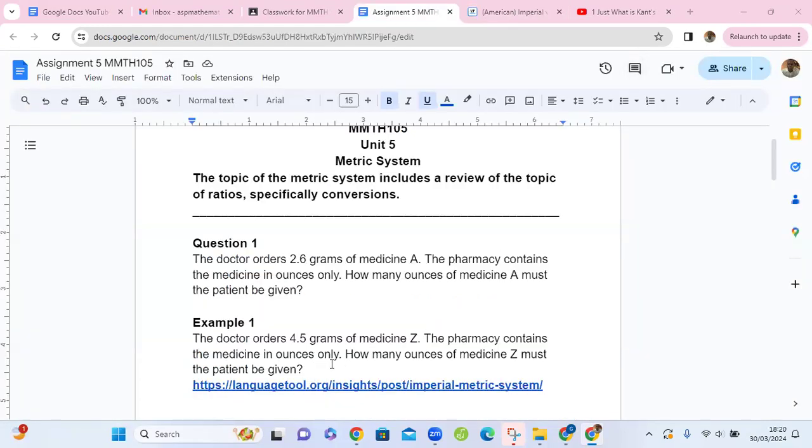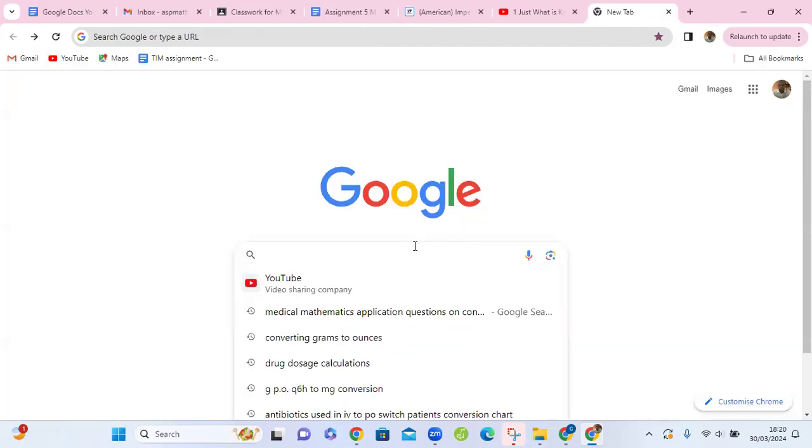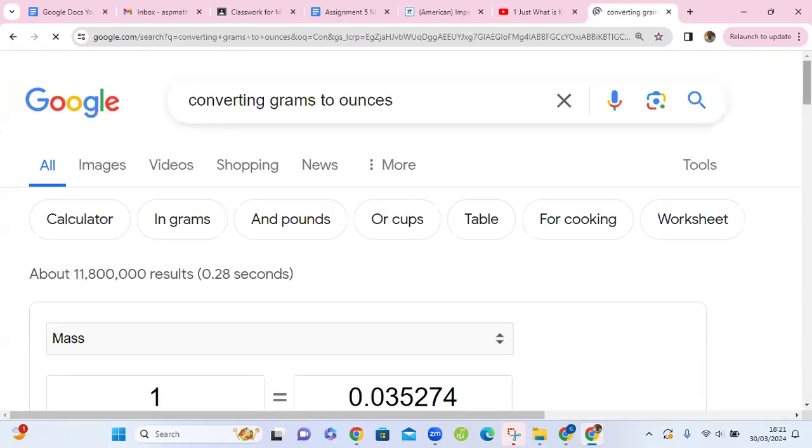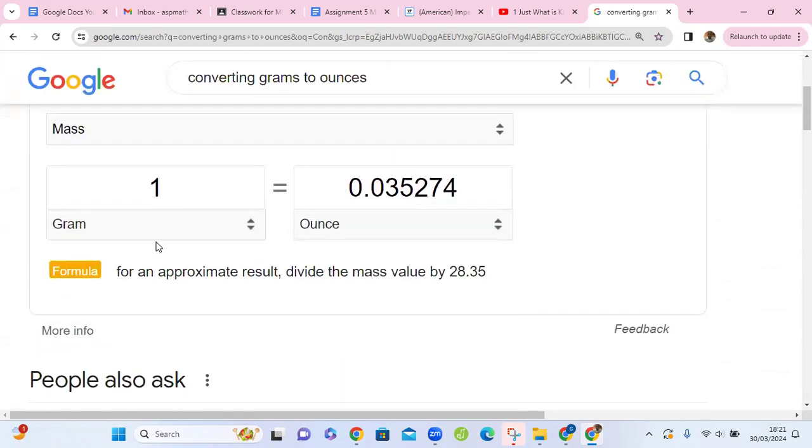So for this example, we have to convert between ounces and grams. So we need to know the conversion rate for ounces and grams. Grams is in the metric system and ounces in the Imperial system. So let's do that. We can type in Google converting ounces and grams, and here's the conversion rate: 1 gram is 0.035274 ounce.